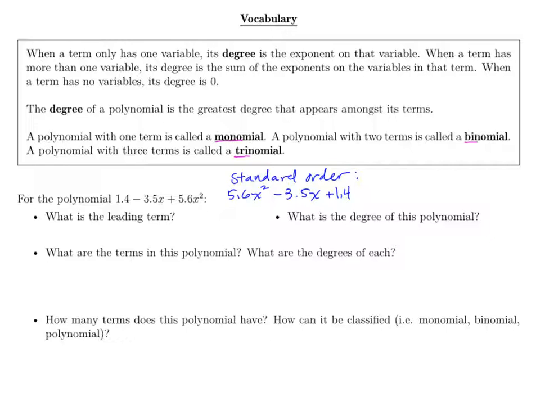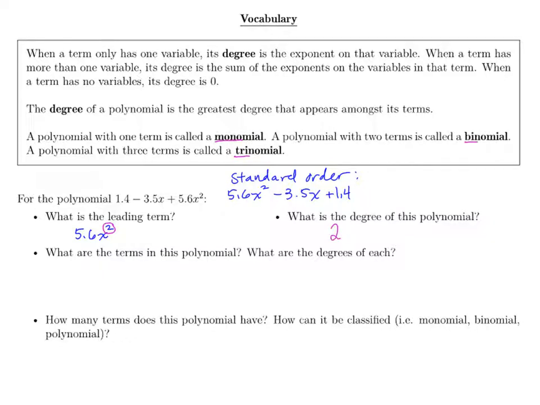Now, the leading term is always going to be the first one when it's written in standard order, or the term with the highest degree. So now that we've written it in standard order, we can identify that pretty quickly as 5.6x squared. The degree of this polynomial is then the exponent on that term, which is just a 2.